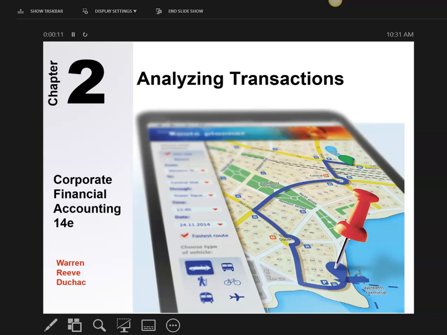So now that we've got through chapter 1, hopefully successfully, we're going to start on chapter 2. Chapter 2 talks about analyzing transactions. Wait a minute, we did that in chapter 1. So what's going to happen is we're going to do the exact same thing in chapter 2 that we did in chapter 1, except we're going to change some things. We're going to add the words debit and credit to the information.